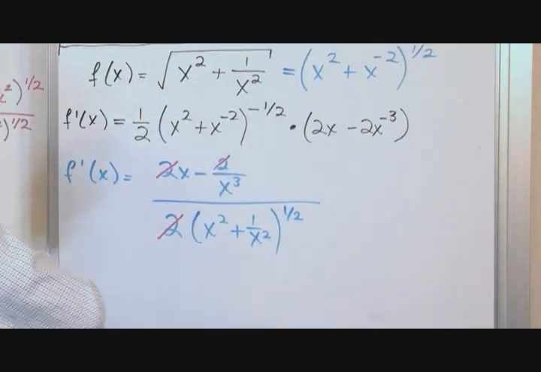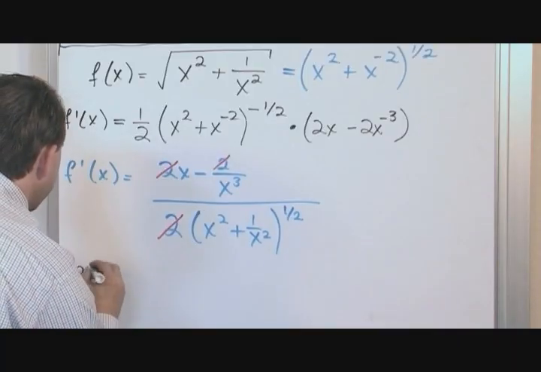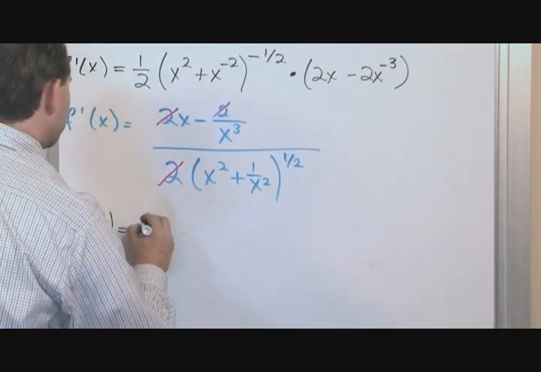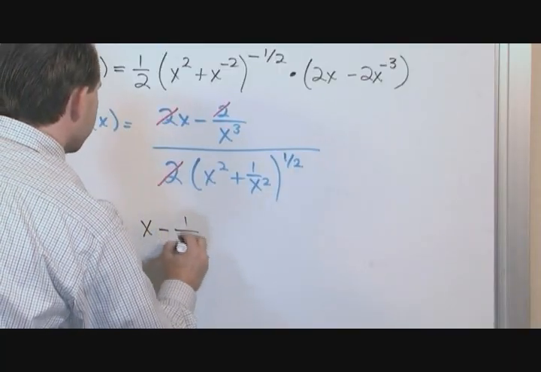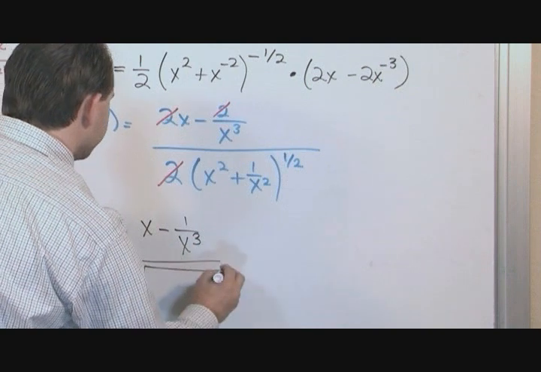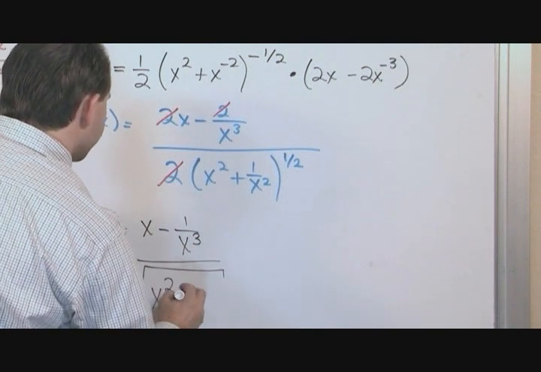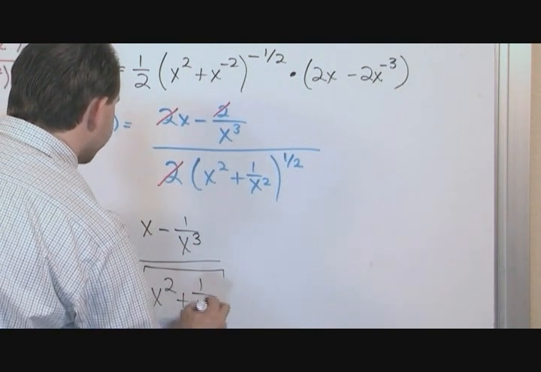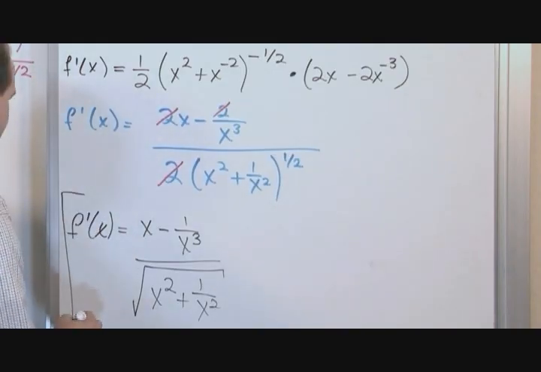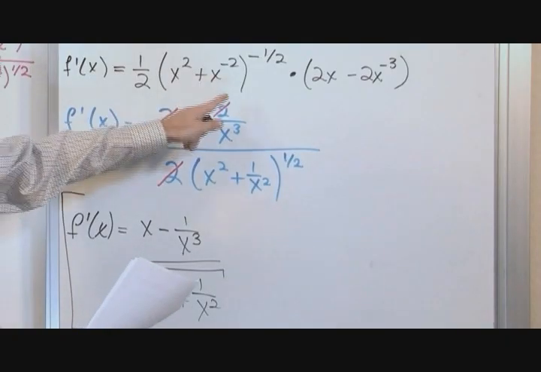So ultimately, putting it in final form, the derivative is x minus 1 over x cubed on the top over the square root of x squared plus 1 over x squared. That is the derivative. Now, you had the answer way up, essentially you had the answer here.